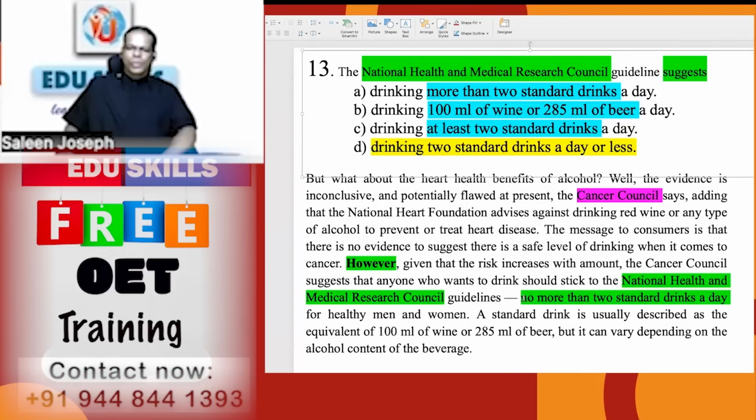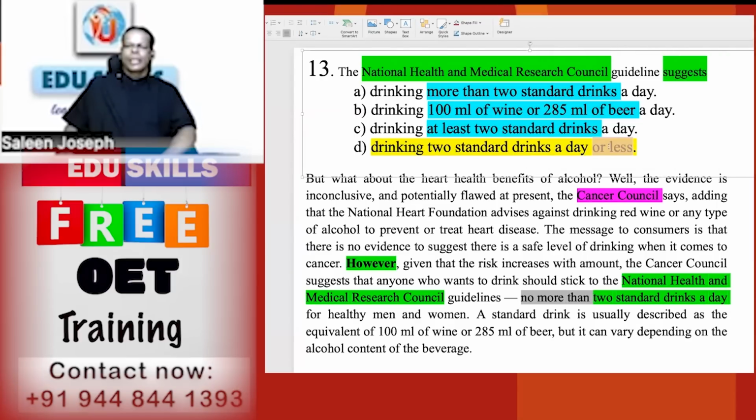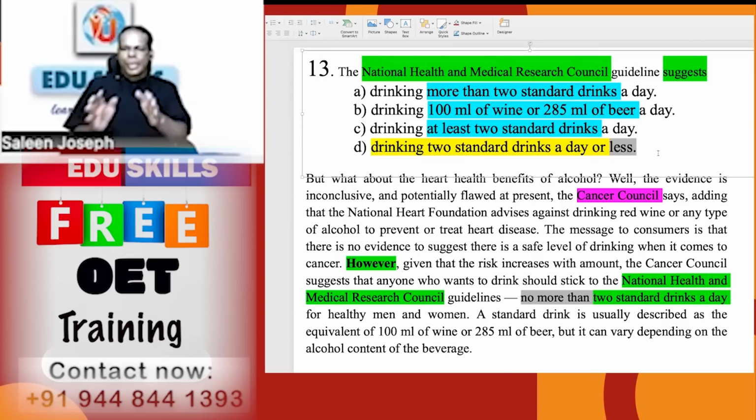Two standard drinks a day is synonymous language. No more than means less. Synonyms means different words, same meaning. Synonymous means a group of words representing a word or a group of words. Paraphrasing means same sentence, same meaning, but different words are used to express the same message.